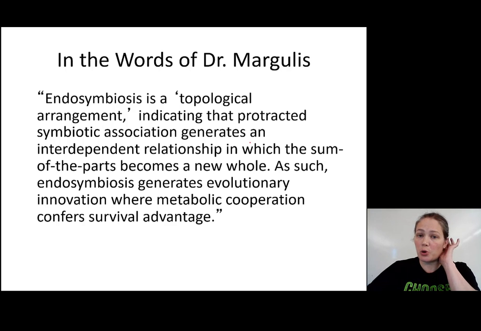These were the exact words of Dr. Margulis in her papers, right? She said endosymbiosis is a topological arrangement indicating that protracted symbiotic association, so symbiosis means they are dependent on each other, they are living together and working together, generates an interdependent relationship in which the sum of the parts becomes a new whole, right? So each prokaryote was individual, and now it's a new whole, it's a new eukaryotic cell. As such, endosymbiosis generates evolutionary innovation, right, where metabolic cooperation confers survival advantage. She says it very well.